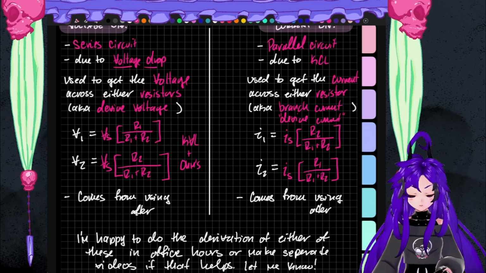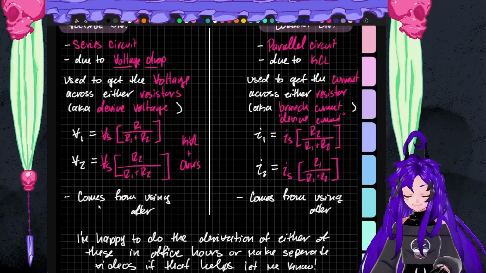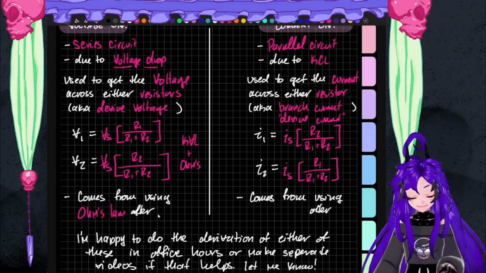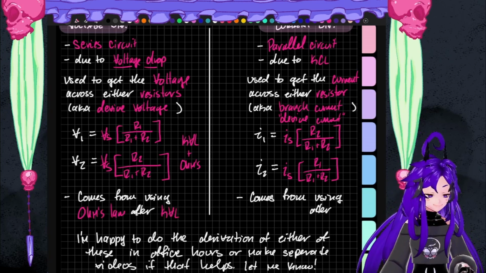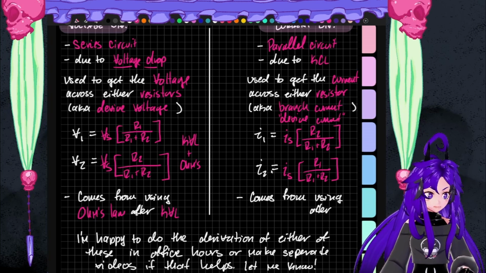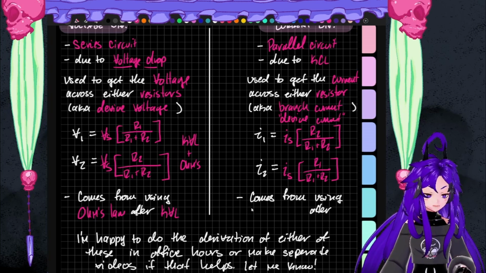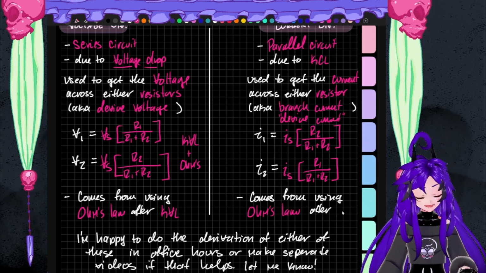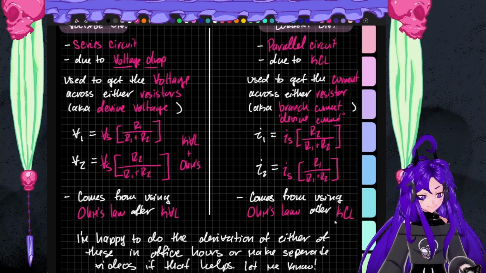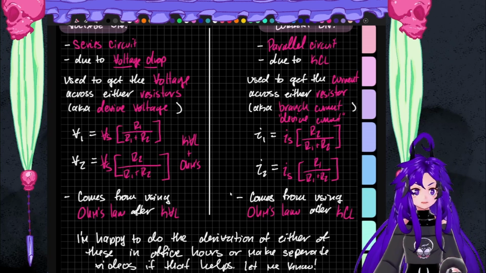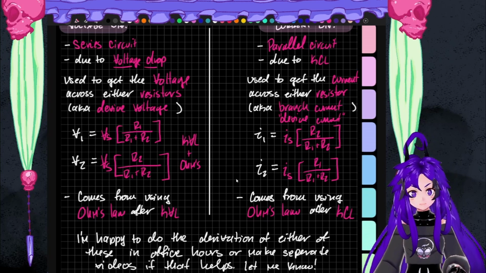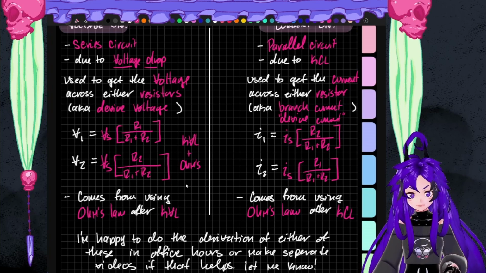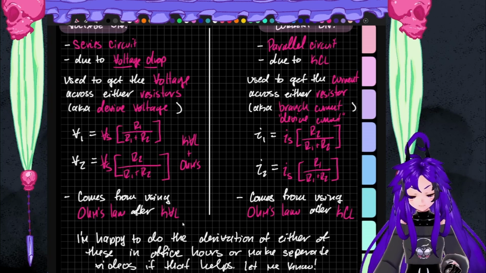So, anyway, voltage divider comes from using Ohm's law after applying KVL. Current divider comes from using Ohm's law after applying KCL, okay? So effectively, we solved for an unknown, but it wasn't in the form we wanted, so we used Ohm's law to get the value of that unknown.